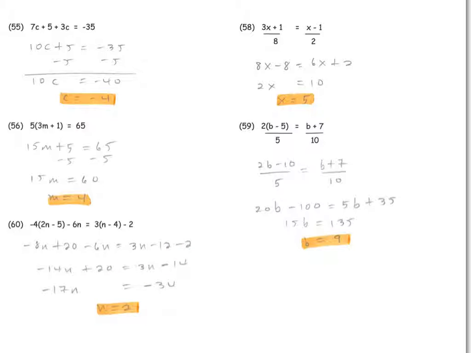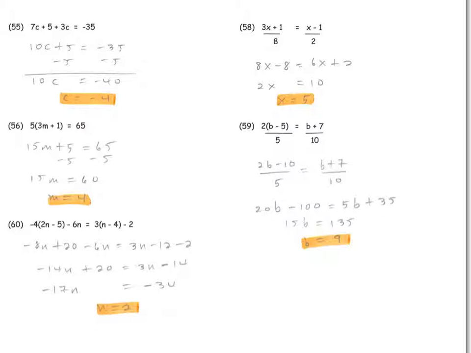And then again, because I like my variables on the left, you could do whatever you want. It's not wrong to plus 14 here. I minus 3n here and got negative 17n. Then I took away 20, minus 20, minus 20. That gave me negative 34. And when I divided, I got n equals 2.